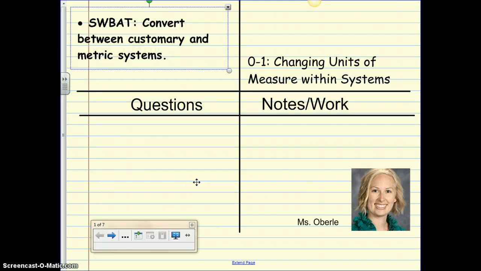Hello, this is Miss Oberly with Lesson 01, Changing Units of Measure Within Systems. During this lesson, you will be able to convert between customary and metric units.